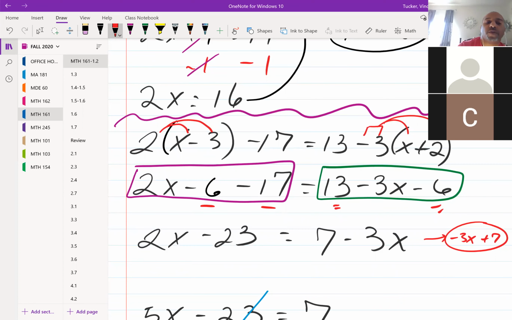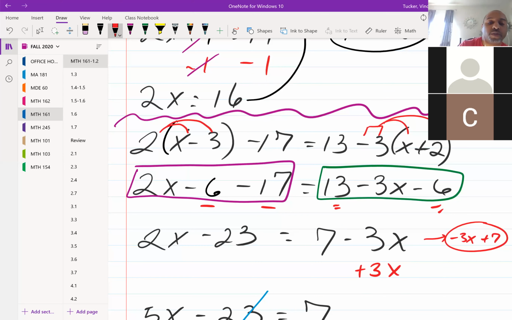All right, so the next thing we would do is now we're looking to move all of our terms with x to one side, all of our terms without x to the other. It doesn't matter which term you move first. Notice we have 2x minus 23, 7 minus 3x. We have 4 different terms. It does not matter which one you move first. It does not matter which side you move it to. As long as you stay correct with your mathematics, you still get the same answer when everything's said and done.